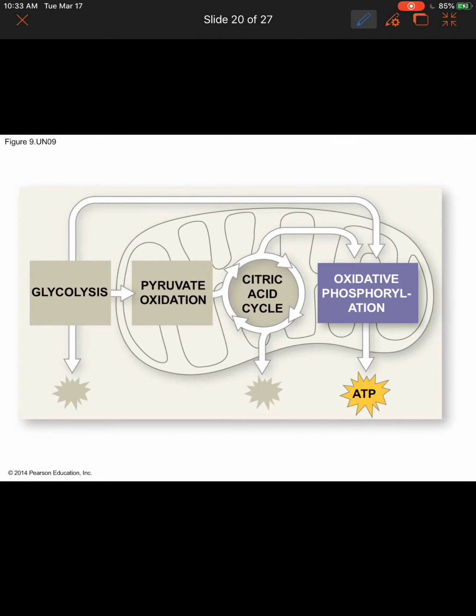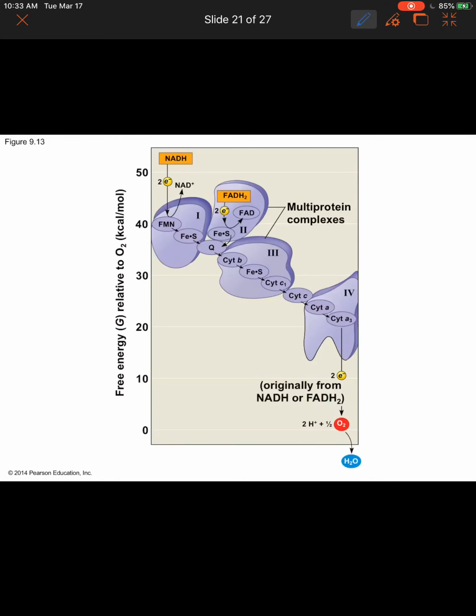So, again, broad overview. We've talked about glycolysis first. We talked about the prep reaction. We talked about citric acid cycle. Now, we're going to spend the rest of the chapter talking about oxidative phosphorylation, which produces a large amount of ATP, the most ATP of any of these steps.